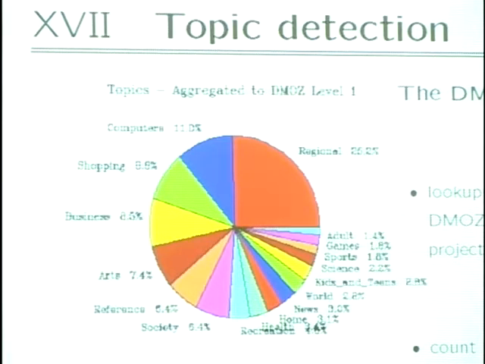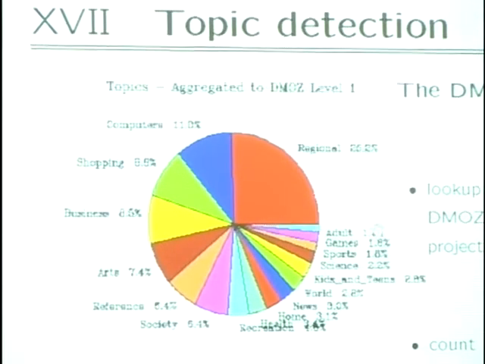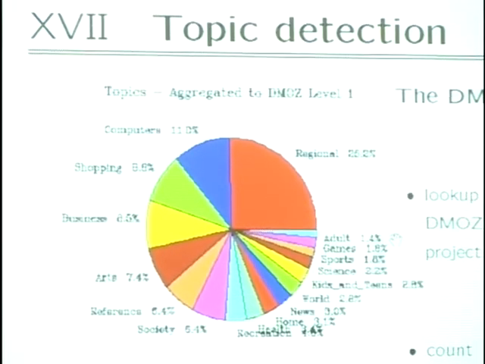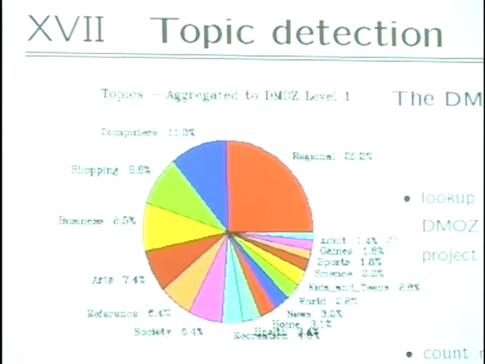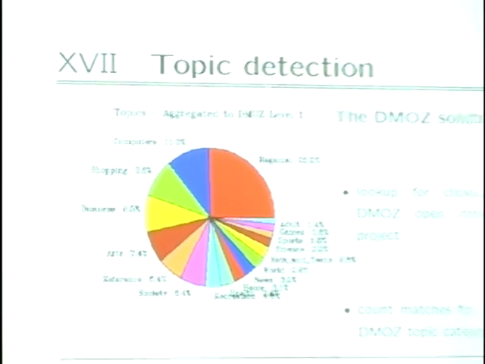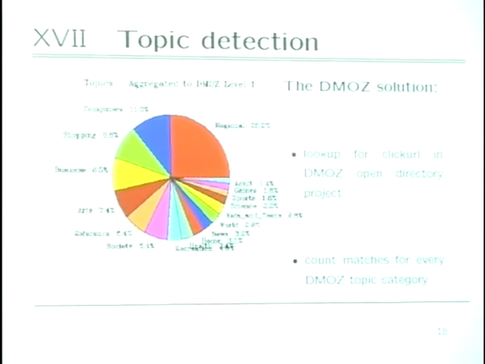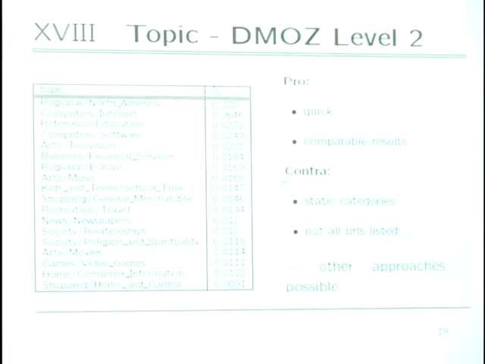Of course, regional queries are somewhat overrepresented. You will see later on that these are regional queries for North America. Then we have computers, shopping, business. What is somewhat surprising is that the topic category adult entertainment has only 1.5%, which seems pretty low to me. But you can imagine why: maybe not every porn URL is listed in the Demos directory.